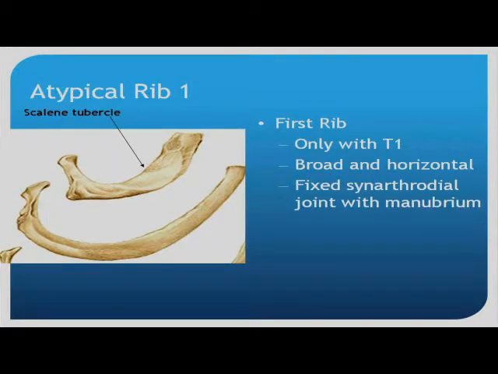The first rib, because of patients with, say, thoracic outlet syndrome, is very clinically important because it is different from the rest of the ribs in that it articulates only with T1. Ribs 2 through 10 articulate with 2 vertebrae like we just described. But the first rib articulates only with T1. And when it articulates with the manubrium, it's a very fixed synarthrodial joint that does not move very much.